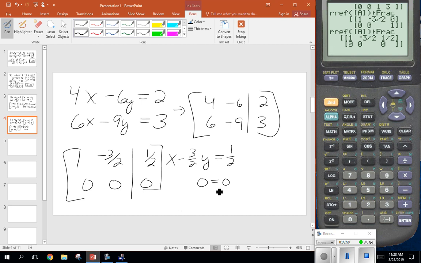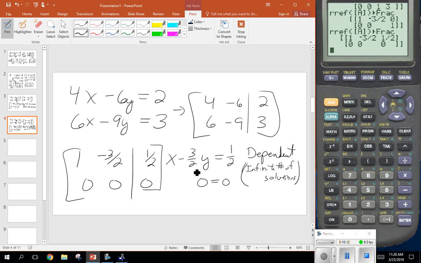In fact, it always equals 0. This is what we say the system is dependent. What that means is there's an infinite number of solutions. But they're not random. There's a pattern to them. And so we want to do the pattern.